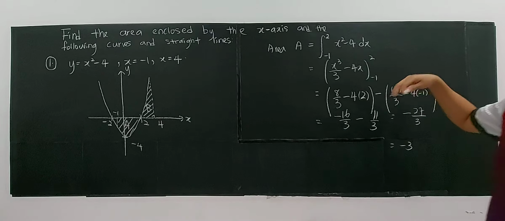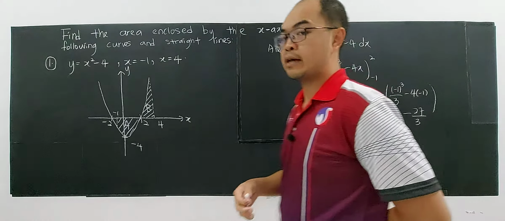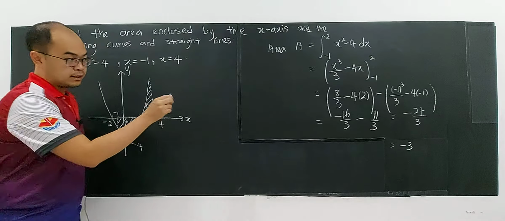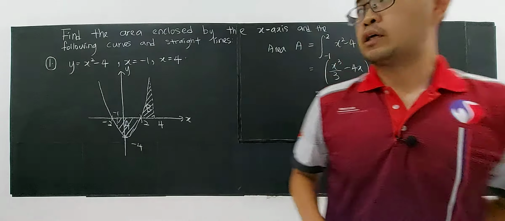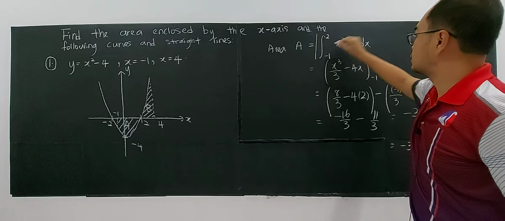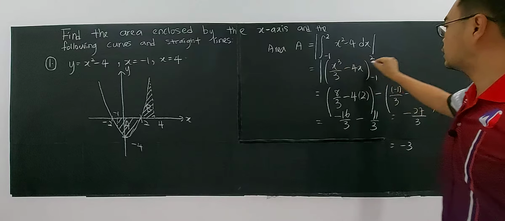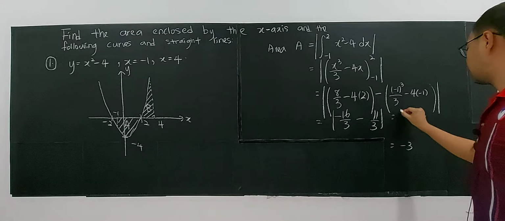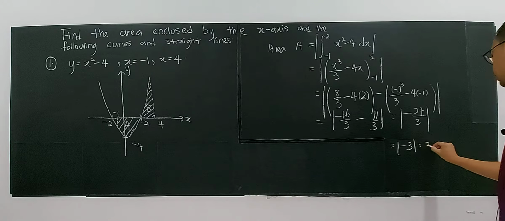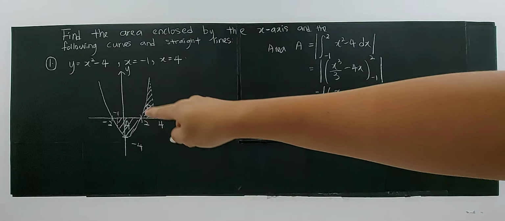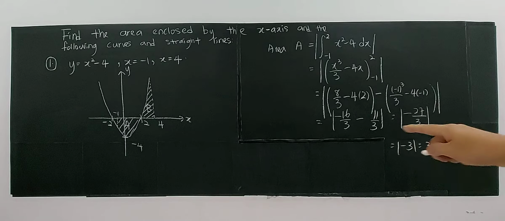Because we are evaluating the area, there is no negative value for area. So in order to solve this, since this is an area problem, we can put modulus. Then the value is 3 units square. So the area under the curve for region A is 3 units square.